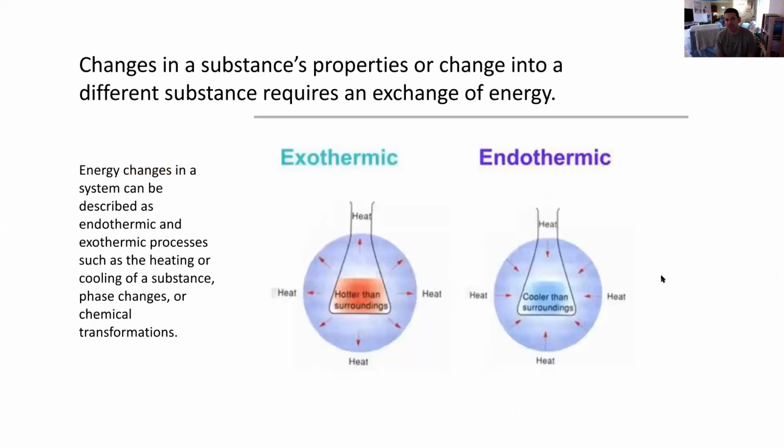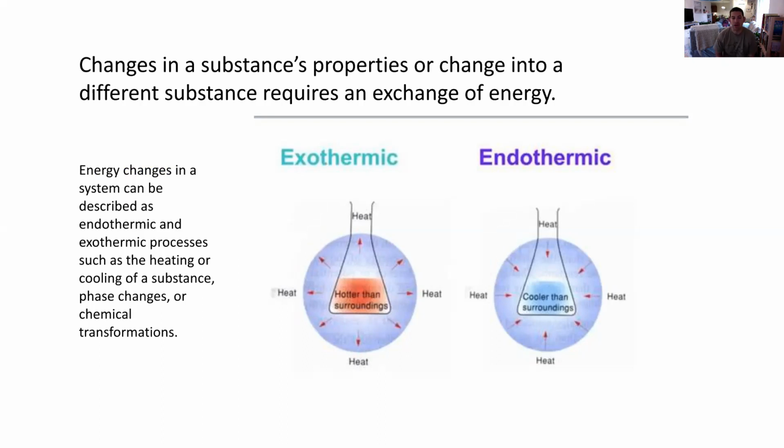Now, energy changes in a system can be described as endothermic and exothermic processes, such as the heating or cooling of a substance, phase changes, or chemical transformations. It's very important that we feel comfortable with these two terms. Most of the time they make sense, but every now and then we get tripped up when thinking about an application of them in a weird scenario.